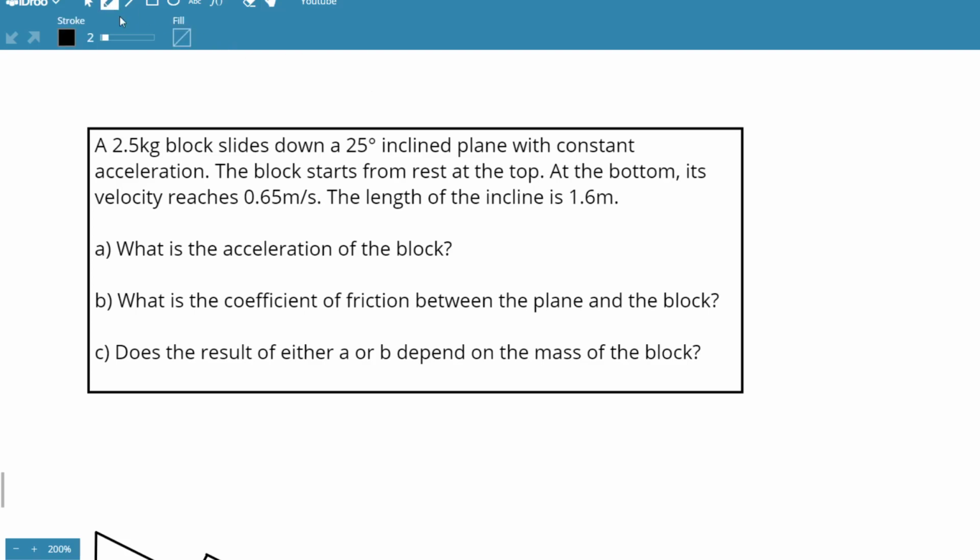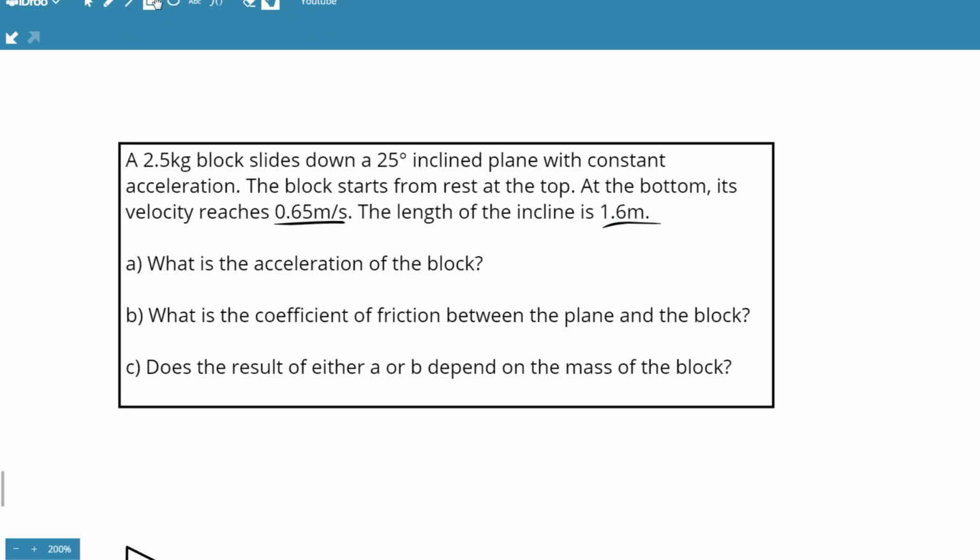So this question, as the title suggests, we need to combine kinematics. This first question is purely kinematics, and you might have realized that there are a bunch of numbers in here, like velocity and length, which you don't usually see in these types of questions. So let's just see all the information for kinematics that this question gives us.